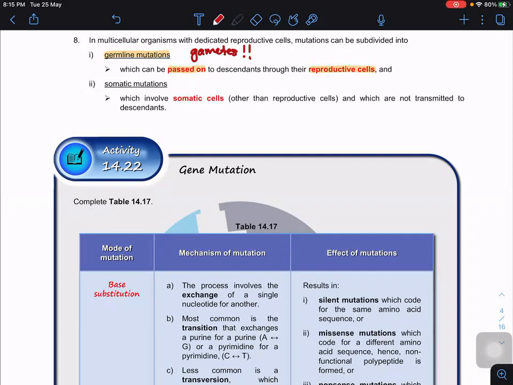Next, we call it a somatic mutation. Somatic mutation basically happens in your somatic cells, which are not involved in reproduction. For example, skin cells. Mutation in skin cells can cause a skin rash or skin cancer. So this kind of mutation won't be transmitted to the descendants. It takes place only in the somatic cells, and is not transmitted to the descendants or offspring.